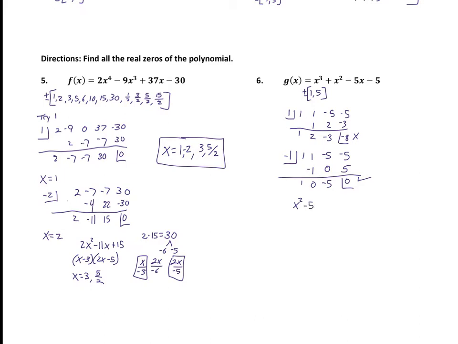We're left with x squared minus 5. Since you can't factor that, we're going to set that equal to 0 and solve with the square root method. Add 5 to both sides. X squared equals positive 5. Take the square root of both sides. And so x equals plus or minus the square root of 5. That gives us x equals negative 1 and x equals positive and negative square root of 5.